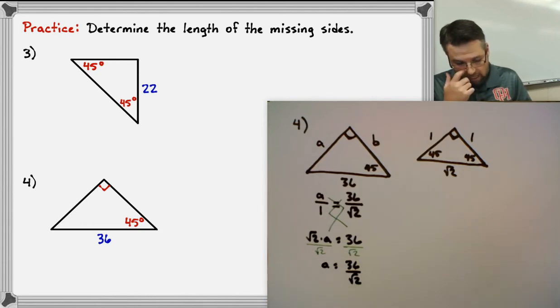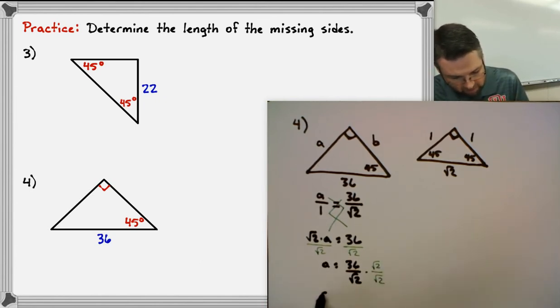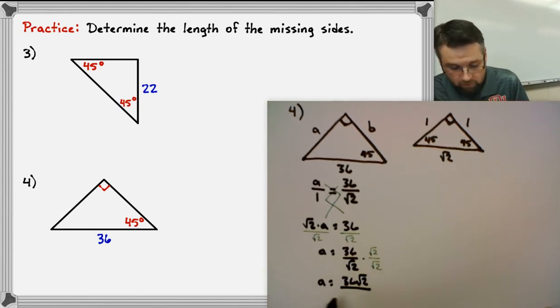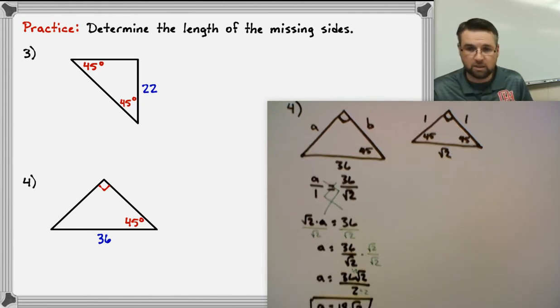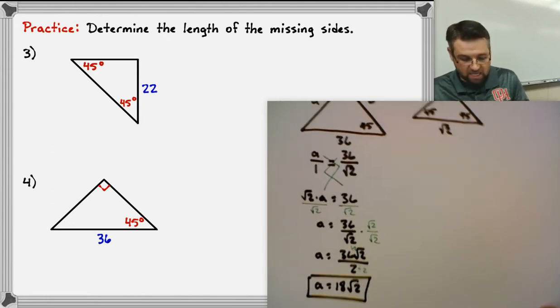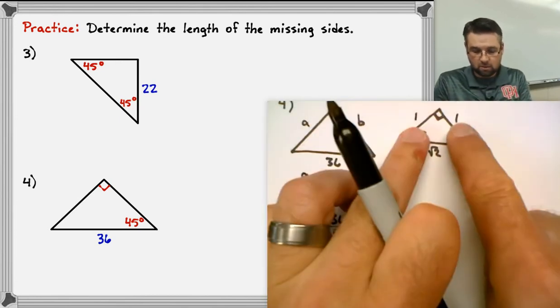Again, that answer is not okay because the radical's in the denominator. So we're going to multiply that by radical 2 over radical 2. And we end up with a equals 36 radical 2 all over 2, right? Rad 2 times rad 2 is 2. And then we can reduce the 36 and the 2 both by 2. And we would end up with a equals 18 radical 2. Okay, 18 radical 2.